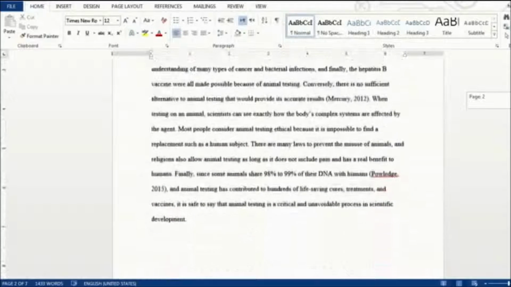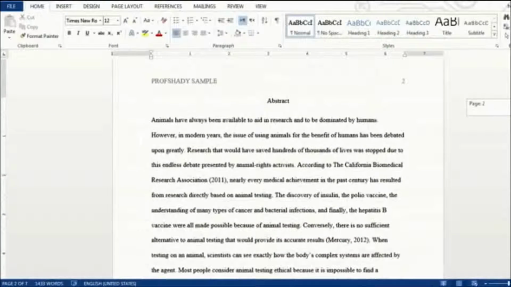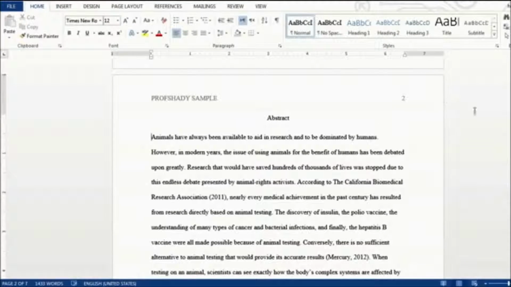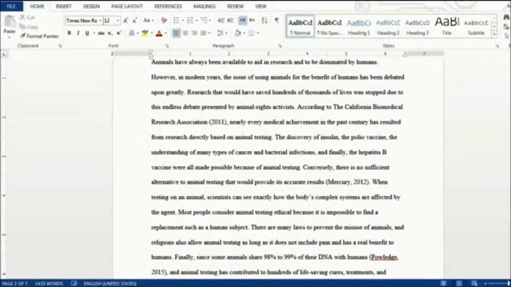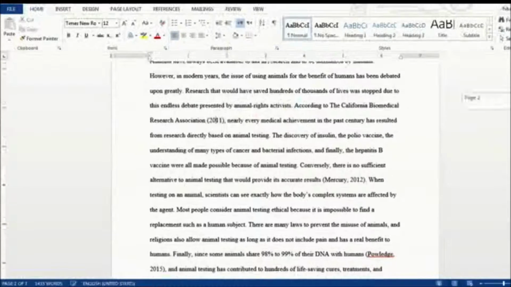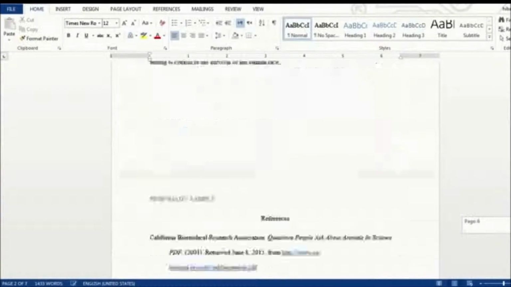Now, this is a sample research that we wrote before for an English assignment, but it is an experimental report, so we can use it for a sample here. Make sure that whenever you write anything in APA, that you cite it. So here you cite like this: according to the California Biomedical Research Association, which was in 2011, the article was published in 2011, and then you refer to this in-text citation in your reference page, which is the last page of your research.